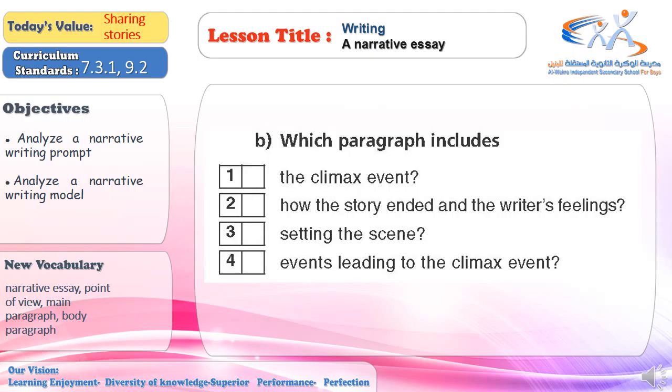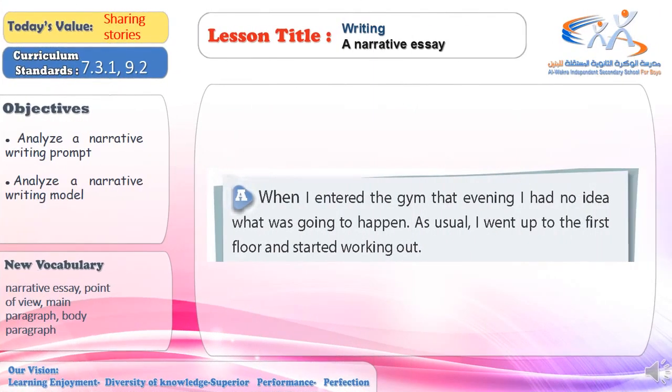Which paragraph includes setting the scene? Paragraph A is the paragraph that sets the scene for the story. The writer says, "When I entered the gym that evening, I had no idea what was going to happen." So the writer is talking about himself, that's the main character, and the place is the gym, and the time is the evening. This is the scene of our story.